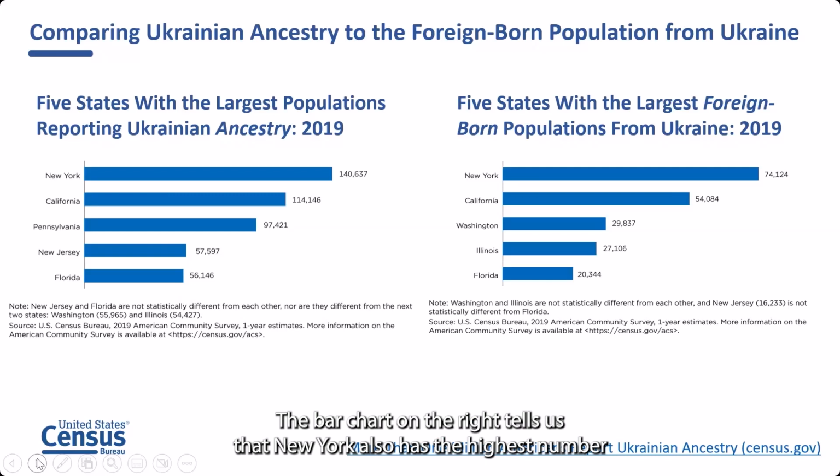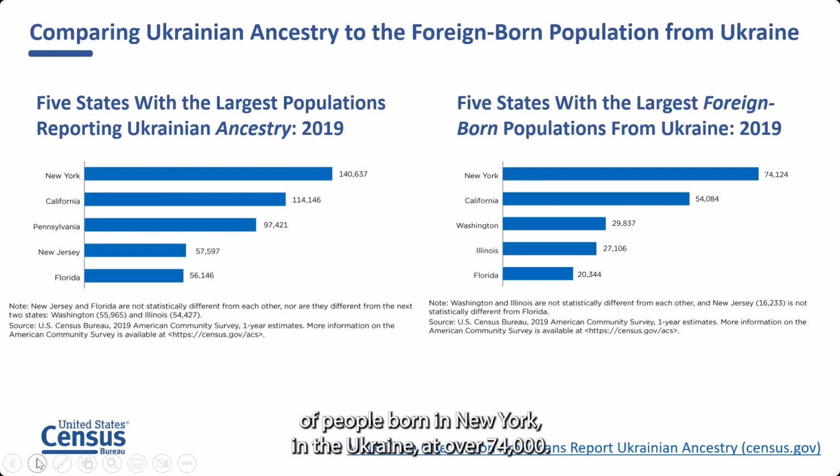The bar chart on the right tells us that New York also has the highest number of people born in the Ukraine at over 74,000. California ranks second at just over 54,000. Washington, Illinois, and Florida all had 20,000 or more people born in the Ukraine. This information provides us with an example of how ancestry and foreign-born population numbers, and where the population resides throughout the country, can vary.